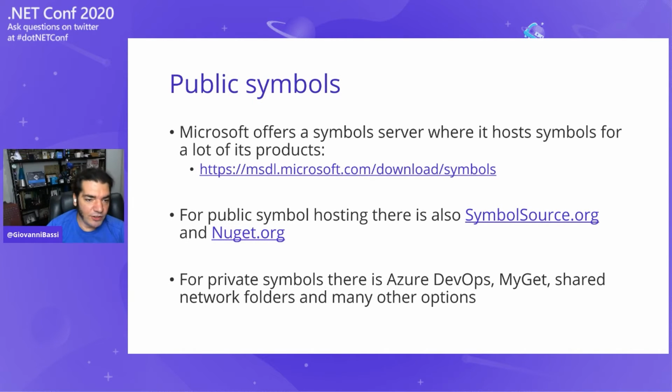Microsoft publishes their symbols on this address, msdl.microsoft.com, where you can download from it. And for public symbols, you can use symbolsource.org and NuGet.org. And for private symbols, you can use Azure DevOps, MyGet, a shared network folder, and many other options. You might just publish them to app servers, for example, and then just download it from there if you want. That's totally possible.